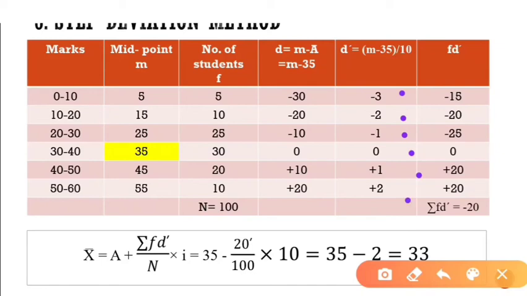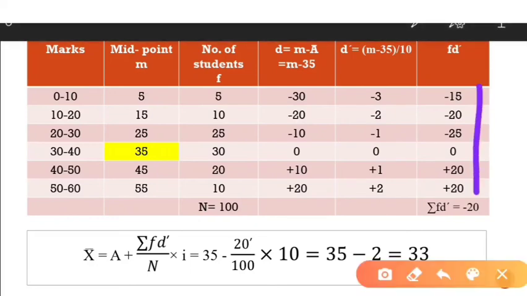After that, what we have to do is multiply the frequency which was given to us with this d dash. So 5 into minus 3 is minus 15, and 10 into minus 2 is going to be minus 20. Similarly, we have calculated the whole column for f d dash. Now we will do the summation of these things. After summation, we are getting summation f d dash is equal to minus 20 and N as usual is 100.